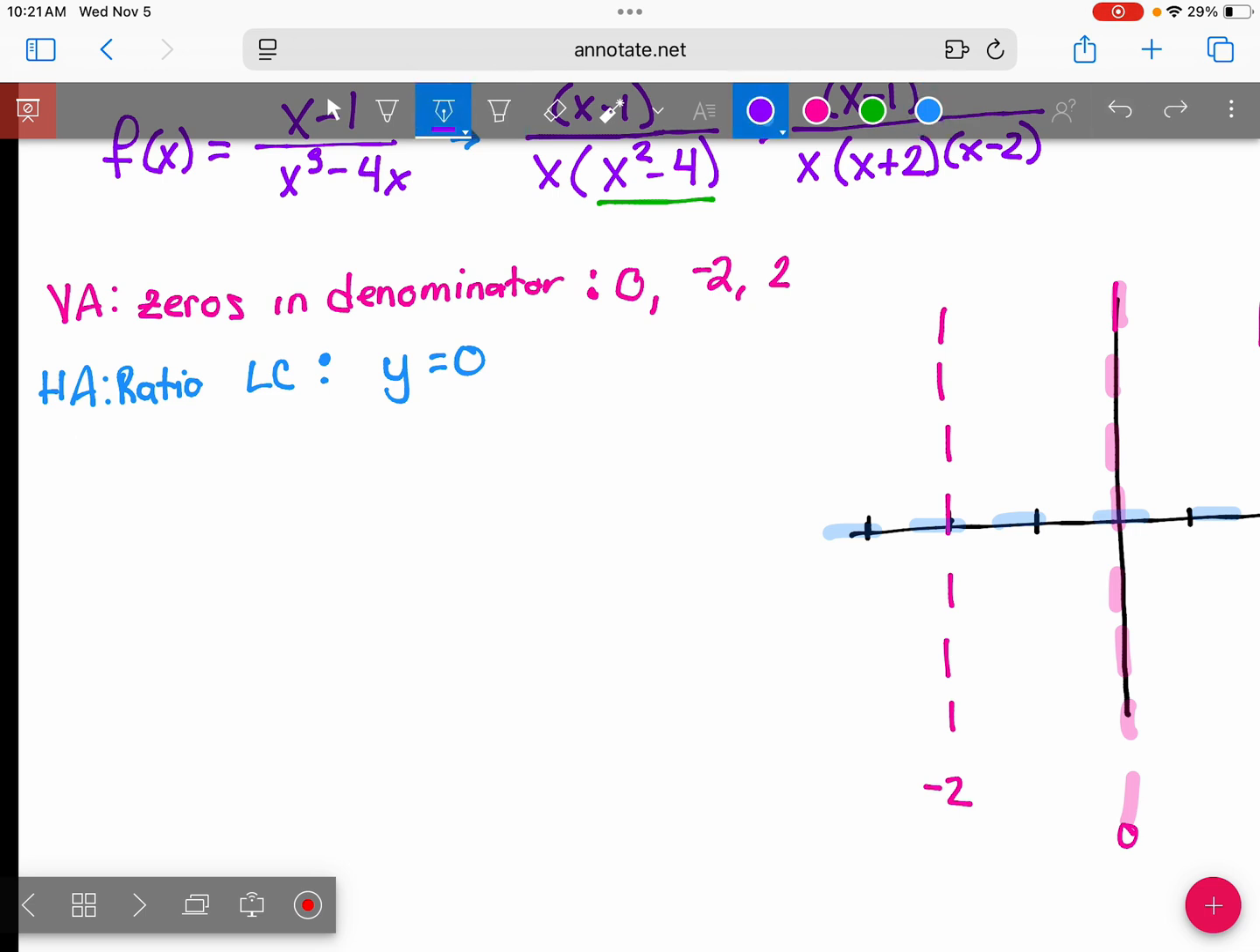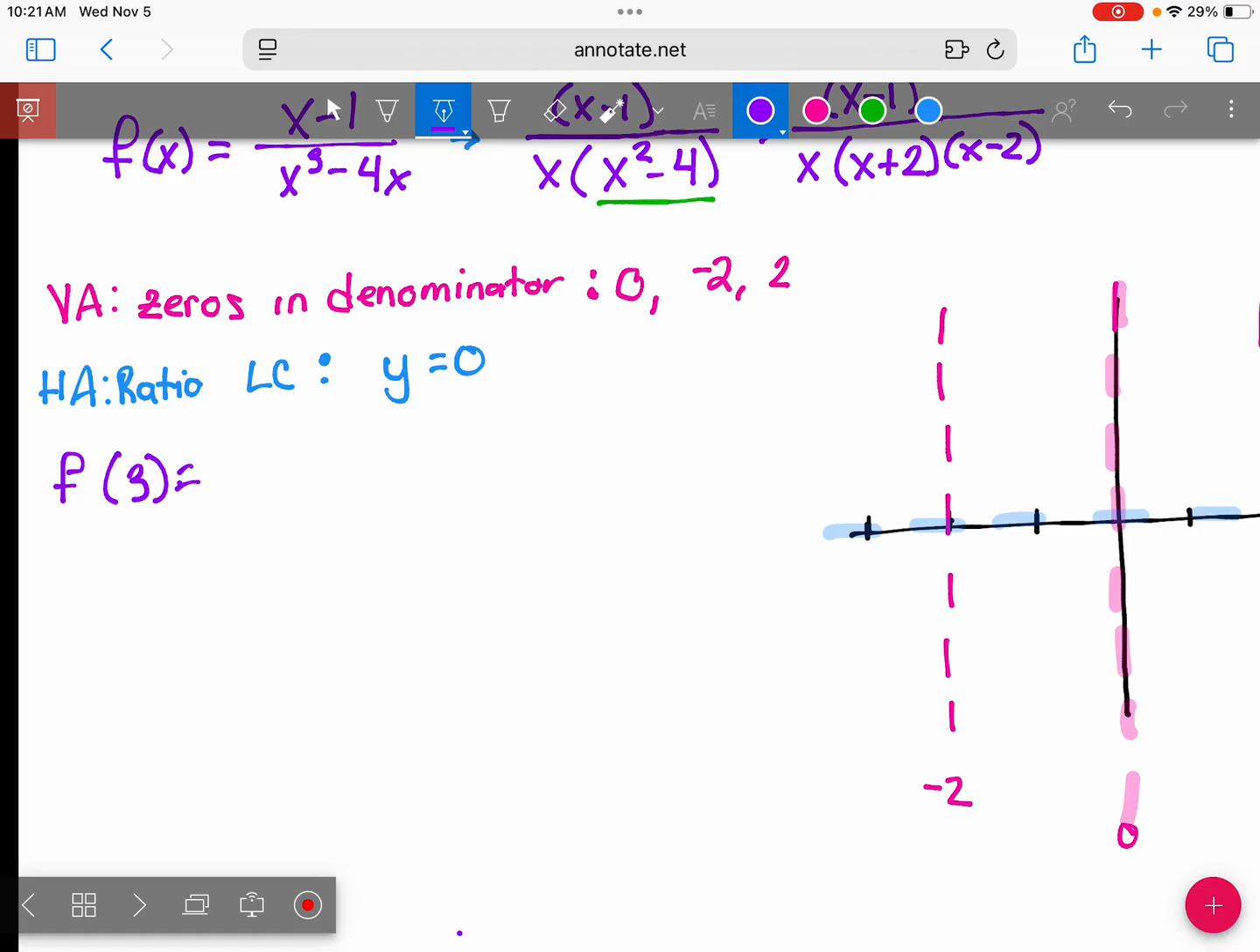I need a pen. So if we get f of, just to start from the farthest right side, if we substitute in f of 3, I substitute in 3 minus 1 over 3 cubed minus 4 times 3.